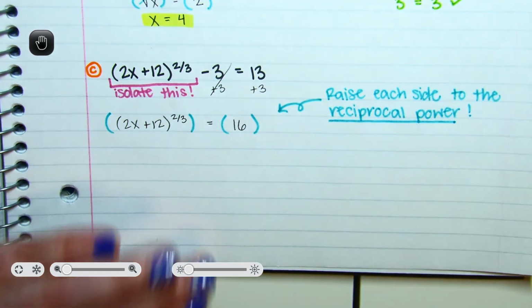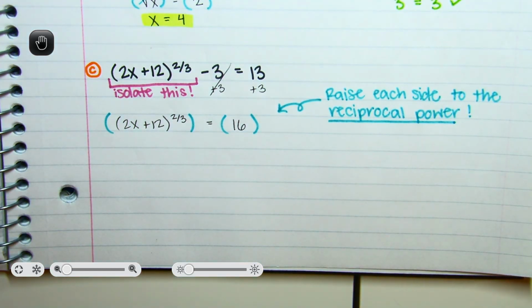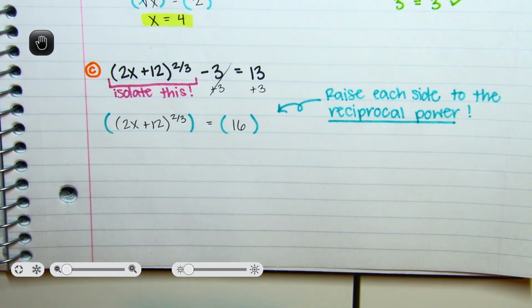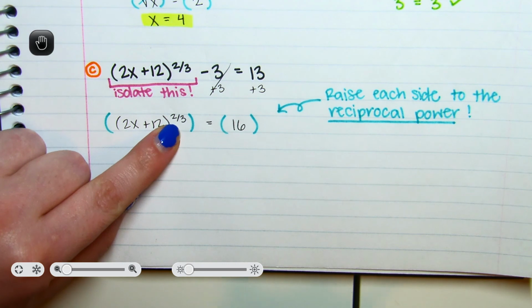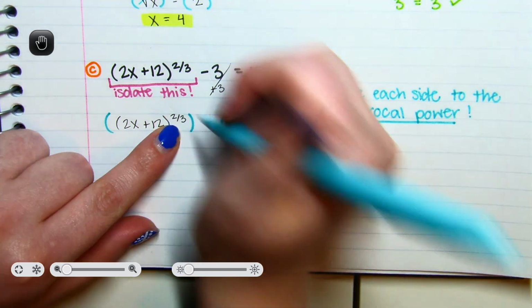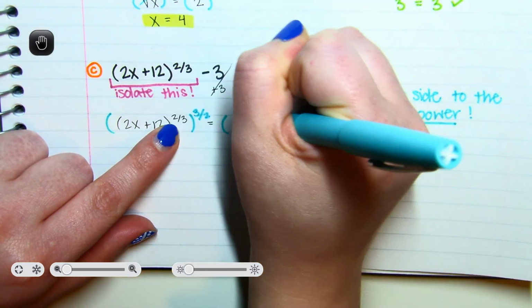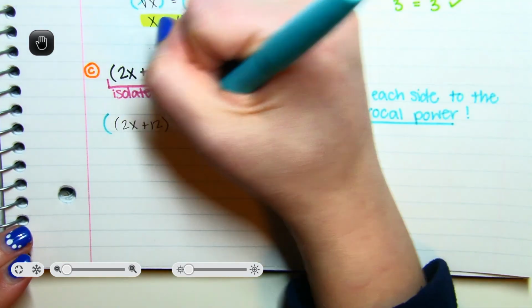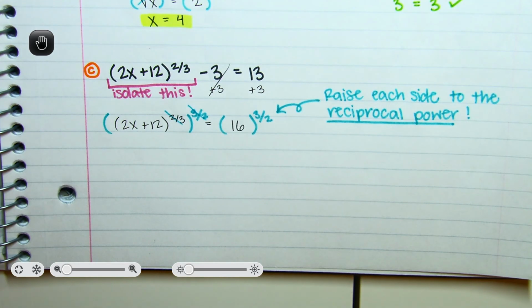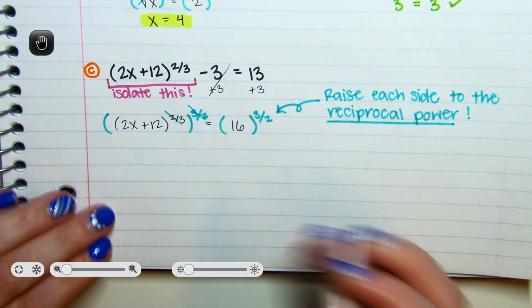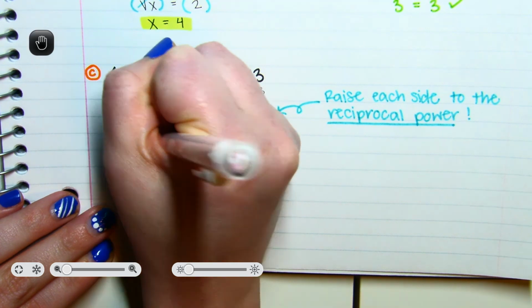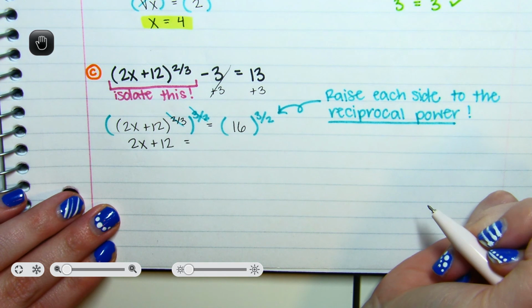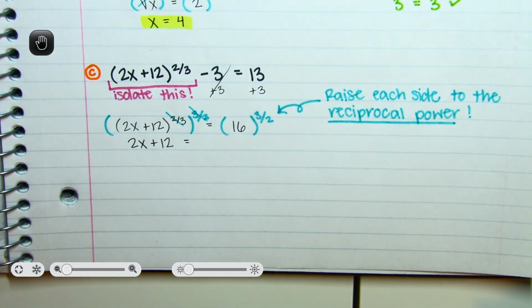Now, do you remember what reciprocal means? If you said something along the lines of you flip the fraction, you're correct. So right now it's 2/3. So to raise it to the reciprocal means we raise it to 3/2. And then that 2/3 and 3/2 will cancel out. And the left side, I'm left with just 2x plus 12 equals, now this, 16 to the 3/2 power.